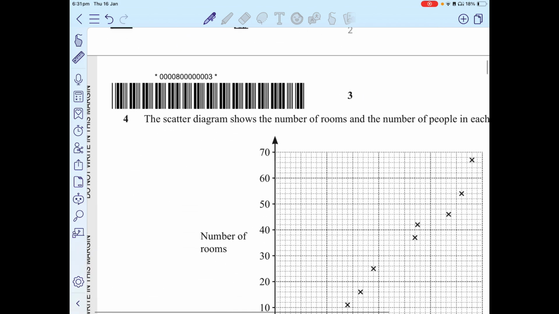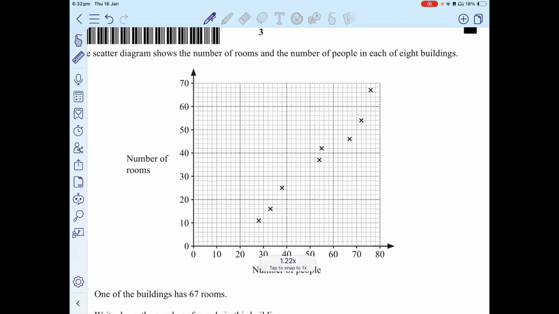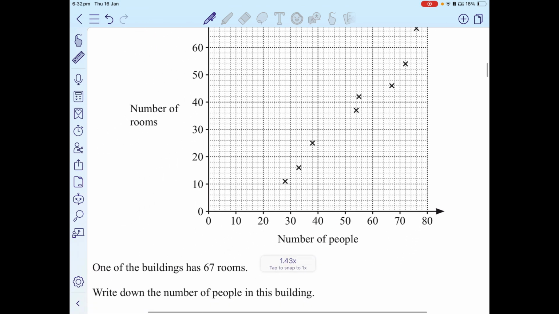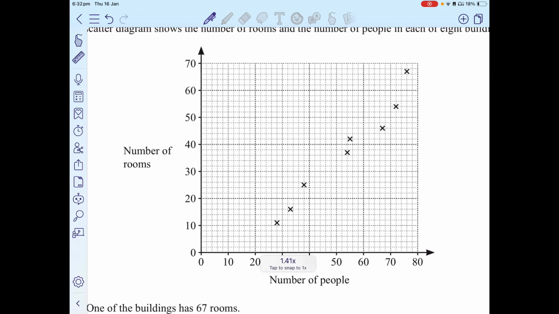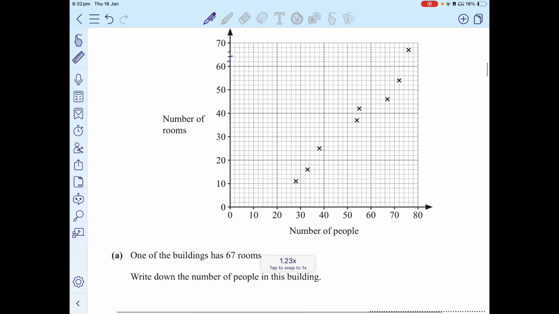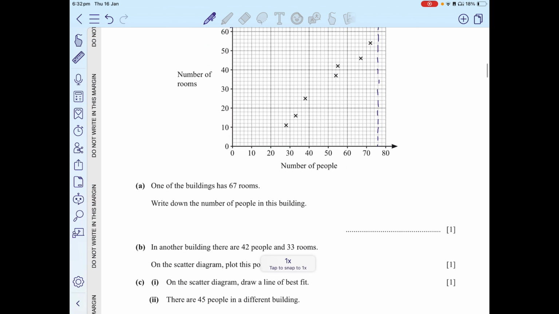Now we'll move on to question number 4. It says that the scatter diagram shows the number of rooms and people in each of the 8 buildings. One of the buildings has 67 rooms. Write down the number of people in this building. So in a certain building, we have 67 rooms. Check the axis carefully. 67 is on this side, so 62, 64, 66, and 67, obviously with this arrow. So how many people are there? We just take this reading, go all the way across, and we find that this is equivalent to 76. So the 4A part would be 76.